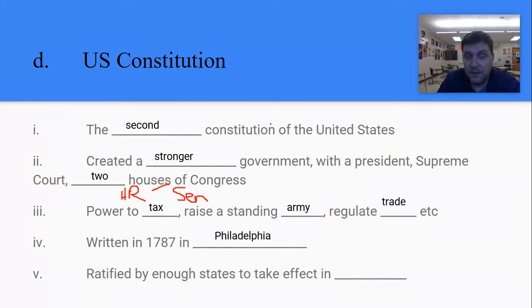But it's not like they wrote it and then magically, boom, it's in effect. It had to go through a process of becoming ratified, becoming official. So each state had to debate back and forth about whether or not to ratify it. 9 out of the 13 states needed to ratify it before it would take effect. And that didn't happen until the next year, 1788. 1787 was when it was written. 1788 is when it took effect.